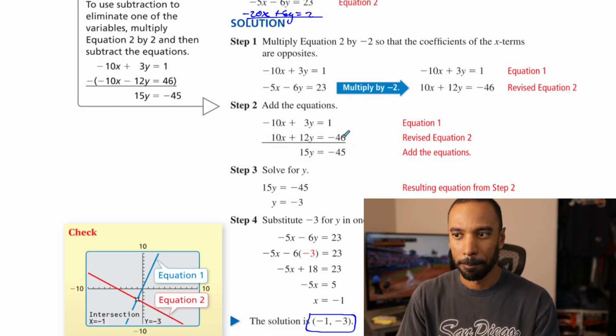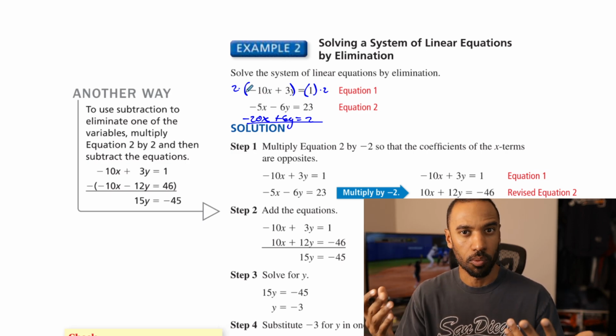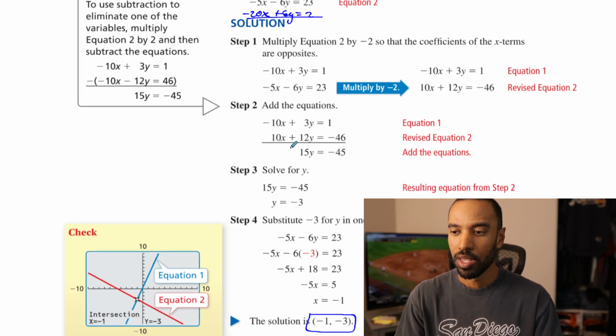These equal each other. Remember when I said multiply both sides by 2 or by negative 2? You could do anything to one side of the equation as long as you do it to the other. Well, I'm adding this to the left side of the equation, and I'm adding this to the right side of the equation.